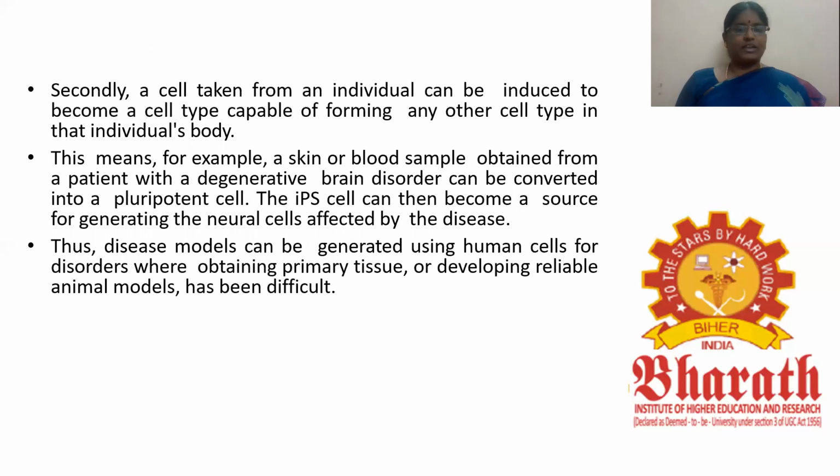Secondly, a cell taken from an individual can also be induced to become a pluripotent stem cell, and it has the capability of producing other types of cells in an individual's body. It means, for example, a skin or blood sample obtained from a patient with a degenerative brain disorder can be converted into a pluripotent cell. This kind of induced pluripotent stem cell became a source for generating the neural cells affected by the particular disease. These disease models can be generated using human cells for various disorders, whereas obtaining primary tissue or developing reliable animal models is difficult, and induced pluripotent stem cells help with this.